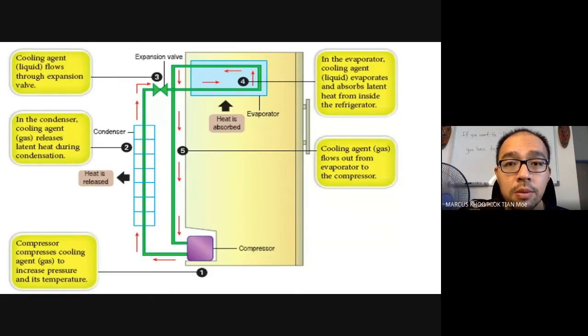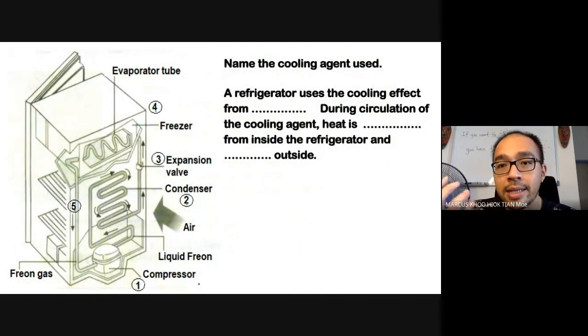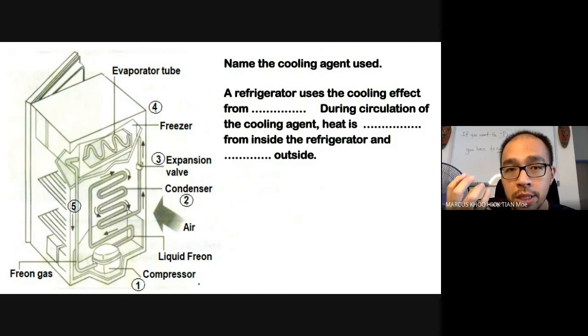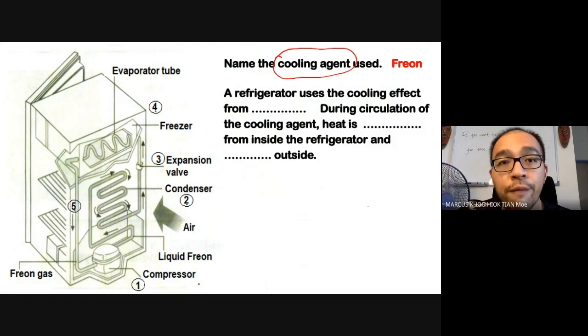So we need to talk about the refrigerator. This is the picture that is in your textbook, but let's talk about this. In the refrigerator, there is a cooling agent. It's called a cooling agent because it is used to absorb the heat, and the name of the cooling agent is called Freon. So Freon is the name of the cooling agent.